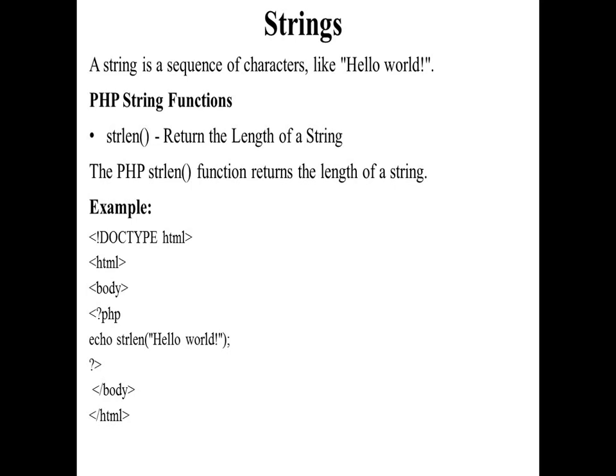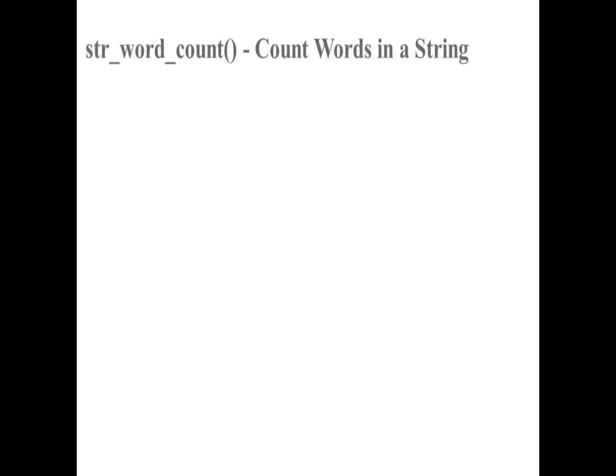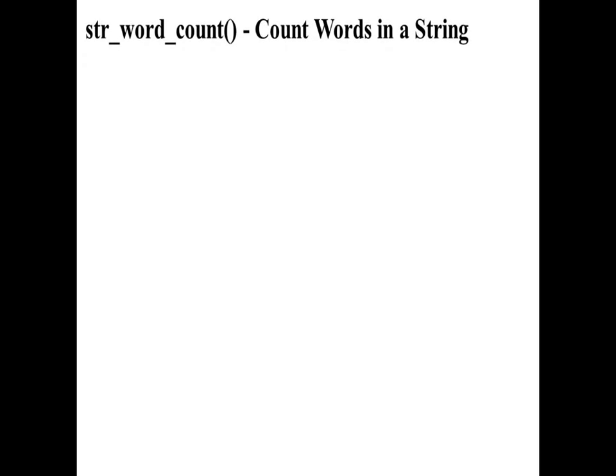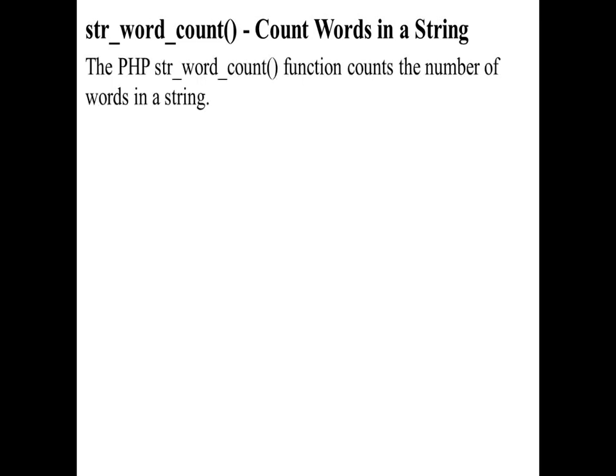Let's have an example. Here you have to write echo strlen hello world. It will calculate the length of hello world as the output. So you will get the output as 12. It counts the spaces also. Next we have the function word count. It counts the words in a string.